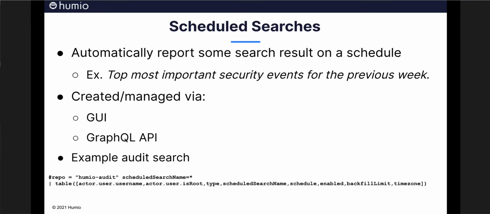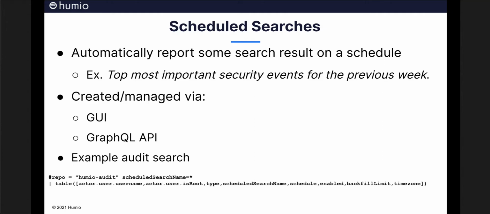If you need a report run on a regular basis, then Humio Scheduled Searches may be what you're looking for. An example use case is as follows. Say you have a query that shows you the top most notable security events in your environment from the previous week on your data. You can schedule that to have that report delivered to you on a regular basis.